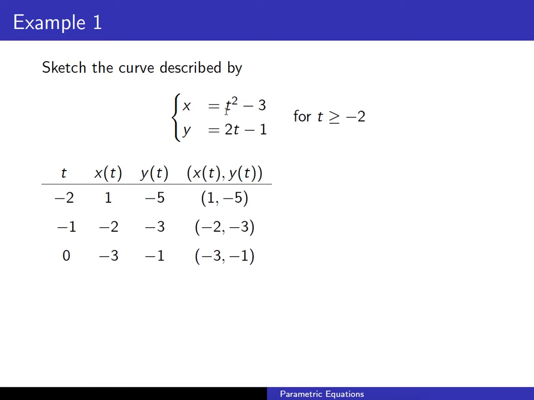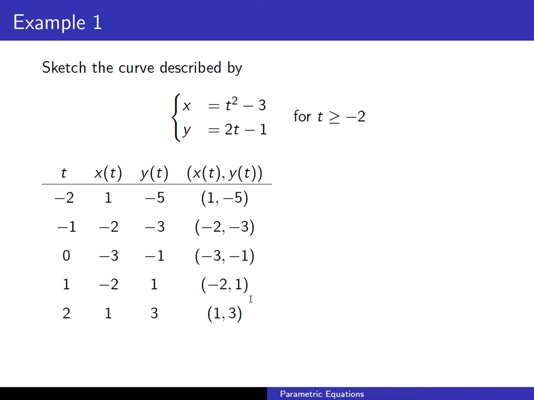When we plug in t as 0, we get 0 squared minus 3 is negative 3 for x. 2 times 0 minus 1 is negative 1 for y. So we have the point negative 3, negative 1 on our curve. And keep going, plugging in 1 for t. When we plug in 1 for t, we'll get x is negative 2. When we plug in a 1 for t, we'll get y is 1. So we have the point negative 2, 1 on our curve.